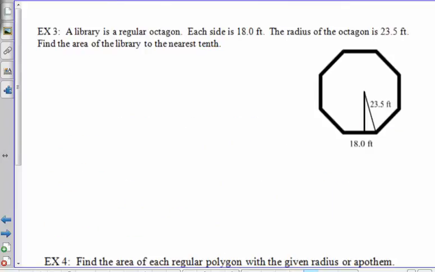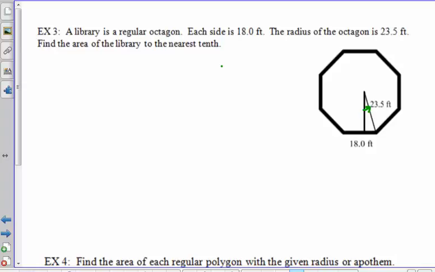A library is a regular octagon. Each side is 18 feet. So I have that marked for each side. The radius of the octagon is 23.5 feet. We have to find the area of the library to the nearest tenth. I think we're going to need to do some trig functions here. So let's see. Can we find the measure of this angle?